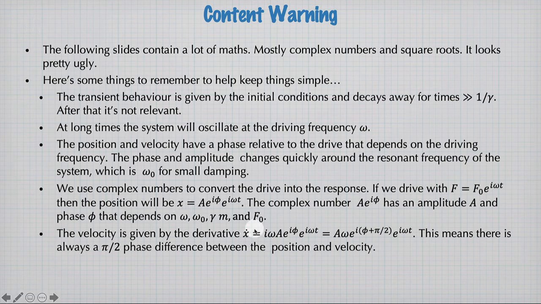The velocity we can find as a derivative. So we have this function for x, we take the derivative with respect to time, we get a factor of I omega out the front, and we can take this I and turn it into an I times pi on 2 up in the exponent. What that's telling us is there's always a pi on 2, a 90-degree phase shift between the position and the velocity. That's just a result of this harmonic motion thing, that if you have a sine wave at the position, you can have a cosine wave in the velocity. Now what we have to do is find expressions for A and phi.